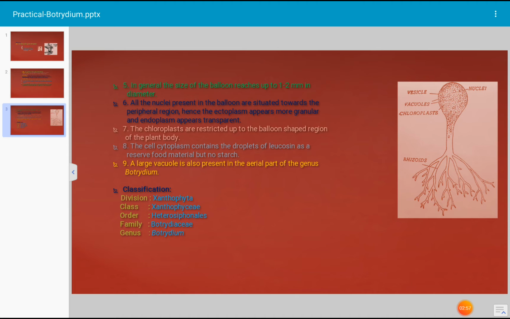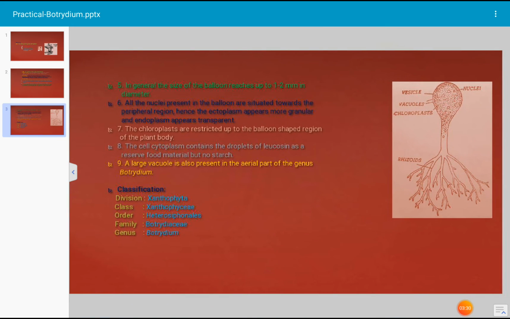Hence the ectoplasm or periplasm looks thicker, or appears more granular, than the endoplasm. The endoplasm is situated at the center of the balloon shaped thallus. Endo means inner, plasma means liquid part. The endoplasm appears transparent because there are no nuclei. Nuclei are distributed toward the peripheral region. Nuclei are absent in the endoplasm, the center of the thallus.